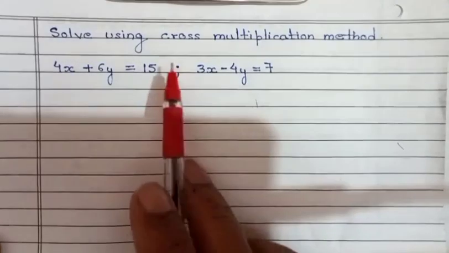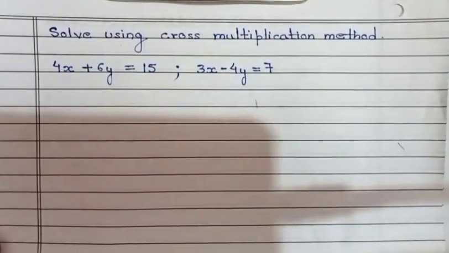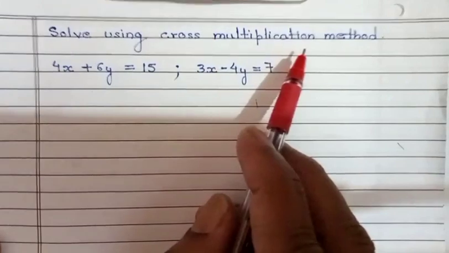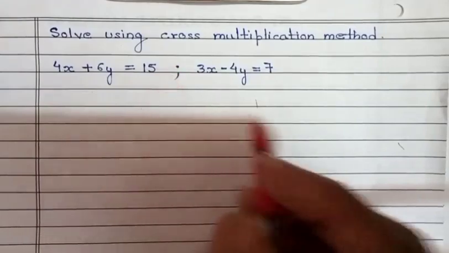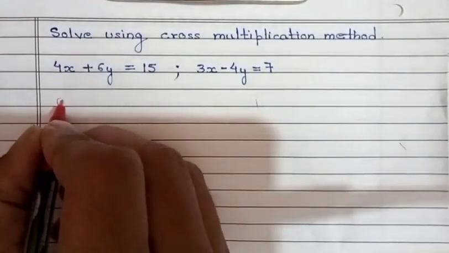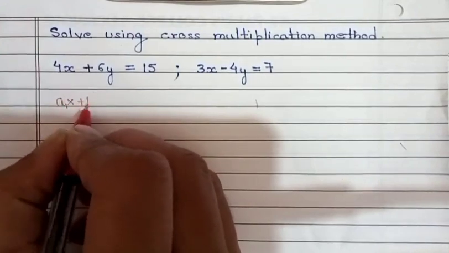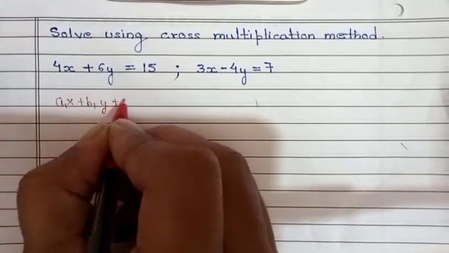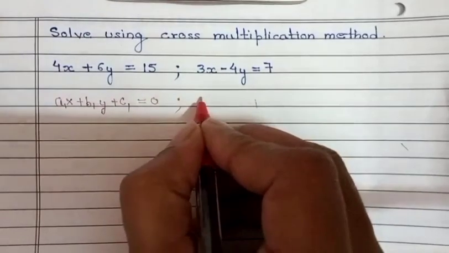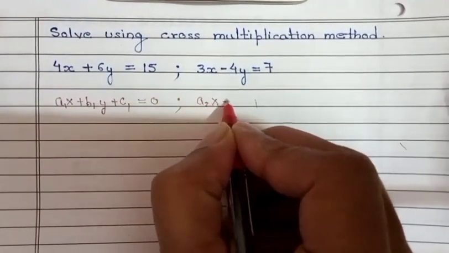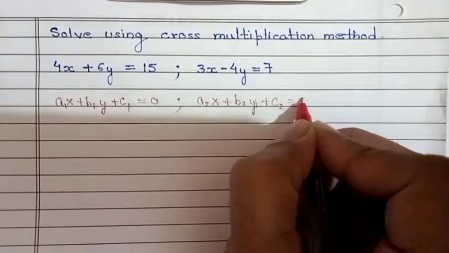Here, in this question, we have to solve these two equations using the cross multiplication method. Now, whenever you have to use the cross multiplication method, your first step will be to write the two equations given to you in this form. First equation will be written in the form a1x plus b1y plus c1 is equal to 0. And the second equation will be written as a2x plus b2y plus c2 is equal to 0.